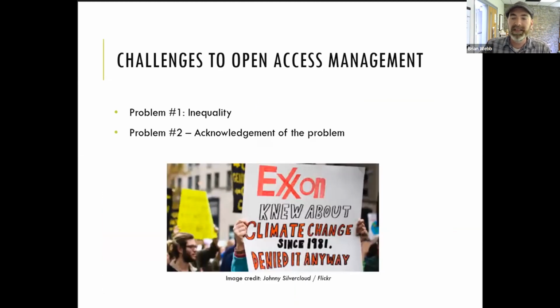Acknowledgement of the problem can be a significant challenge as well. With open access issues, these are problems, and some of them are big problems, like the problem of climate change. You have a lot of people, and particularly companies like Exxon, that have for many years downplayed or completely ignored the reality of the problem. We know now, thanks to leaked memos, that Exxon knew about the problem of climate change since the 1970s. In fact, they wrote about it and had their scientists looking at it since the early 1980s.